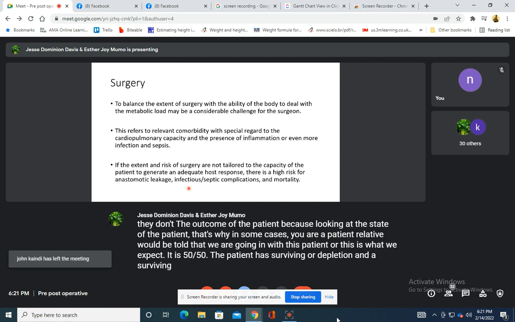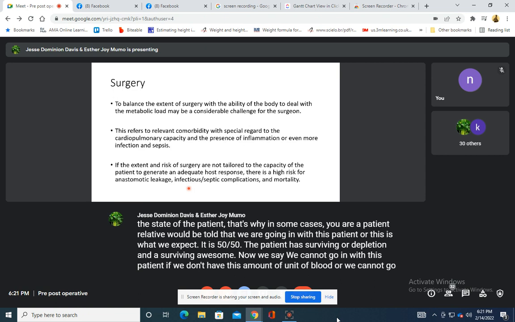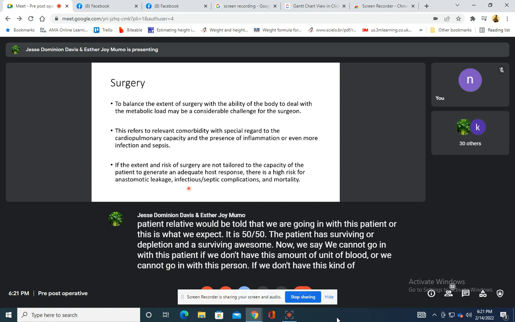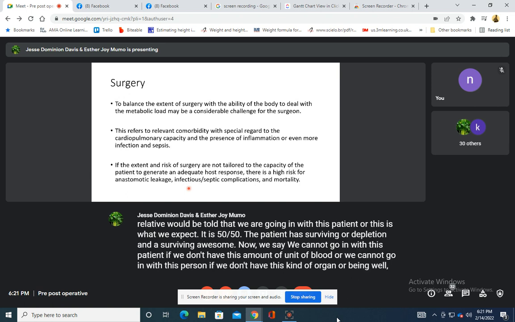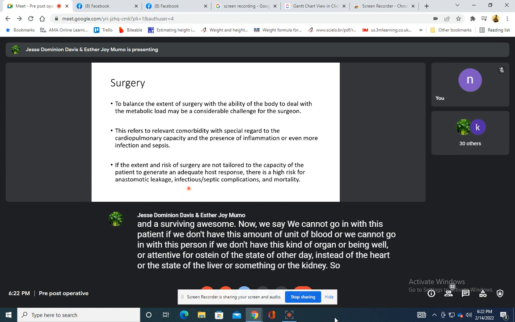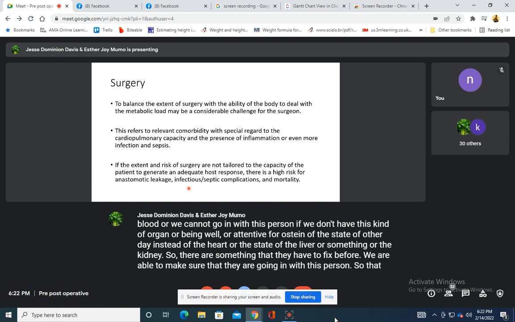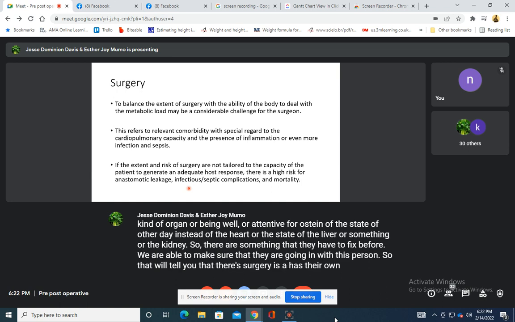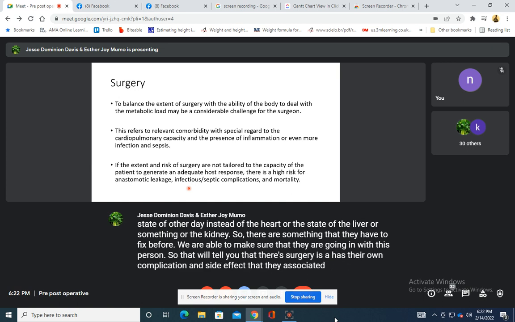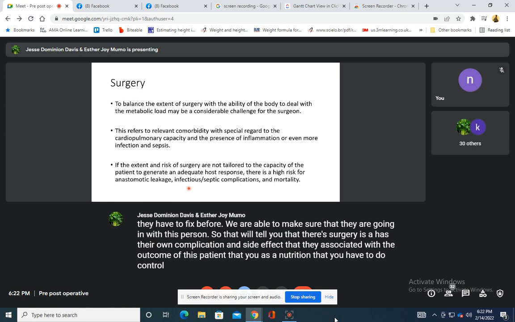Or sometimes we say we cannot go in with this patient if we don't have this amount of units of blood, or we cannot go in with this patient if we don't have a particular organ well attended to, for us to know the state of the heart or the liver or the kidney. So there are things they have to fix before they go in with this patient. That tells you that surgery has its own complications and side effects associated with the outcome of this patient that you, as a nutritionist, have no control over. So have that at the back of your mind.